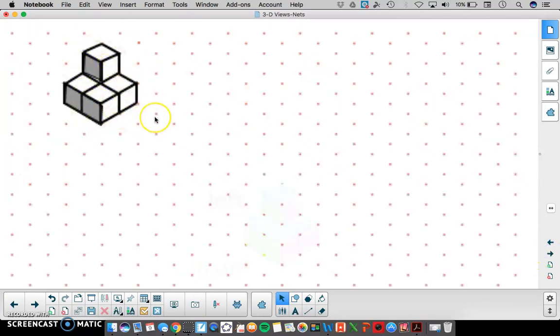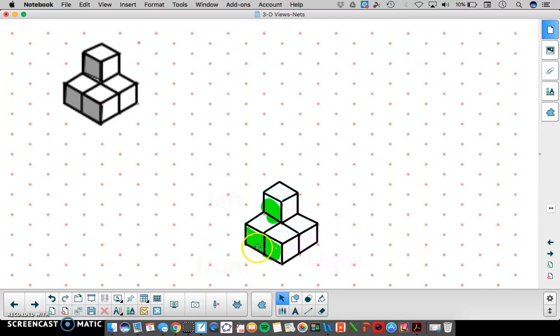Okay, I want you to take a second and try and draw this figure on your isometric grid. Once you've drawn that figure, you should have something that looks like this. Now let's identify the different views of this figure. So from the front, we'll have these 2 green that show, but then also this green one that shows. And that will be what we see from the front.